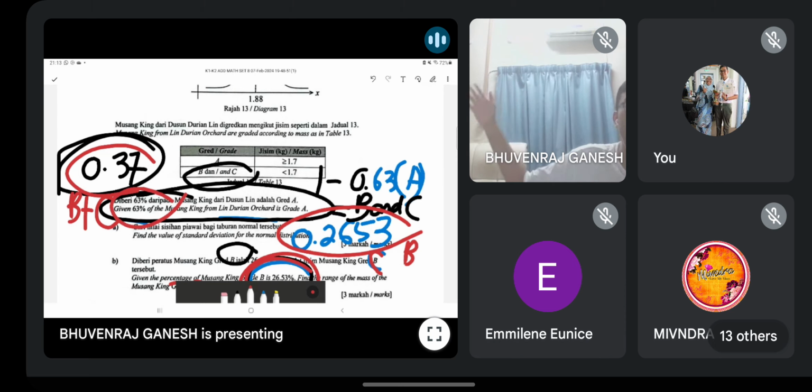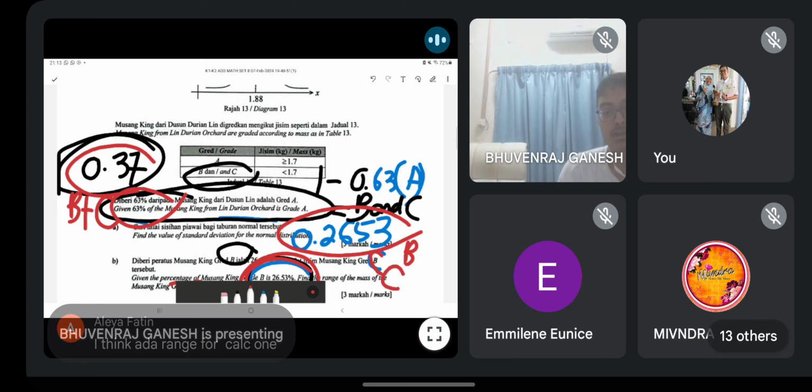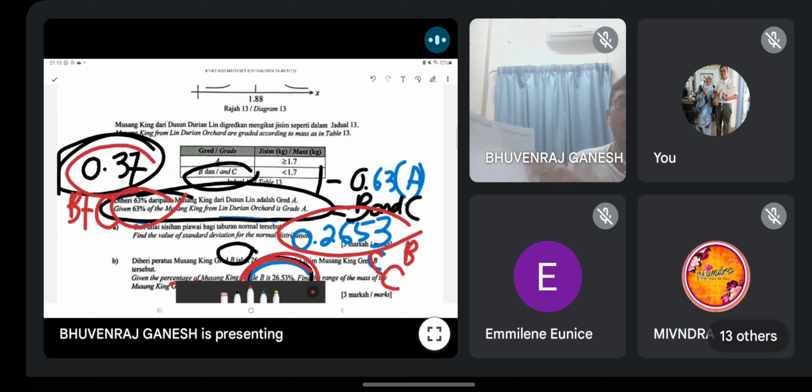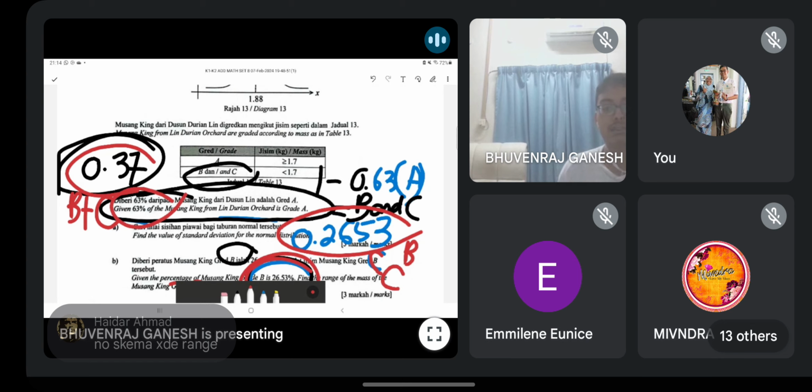Okay, because above 0.37, score Z 0.332 dia adalah untuk grade A. Above that value is for grade A. Now the question we tukar to grade C. Am I right? So you have to take within the range. Okay. That's why I say don't use calculator. Based on the jadual. Refer to your jadual. That's why don't use calculator.